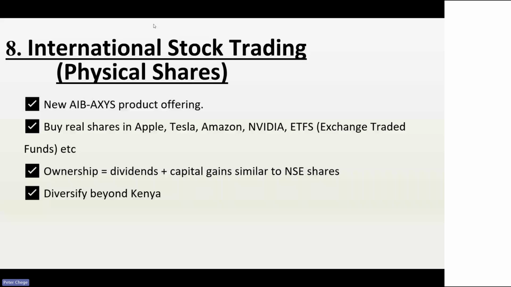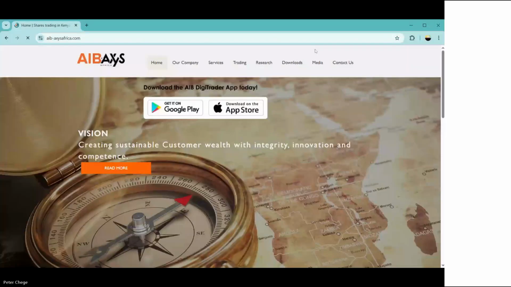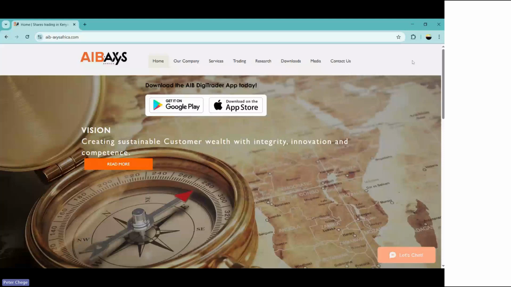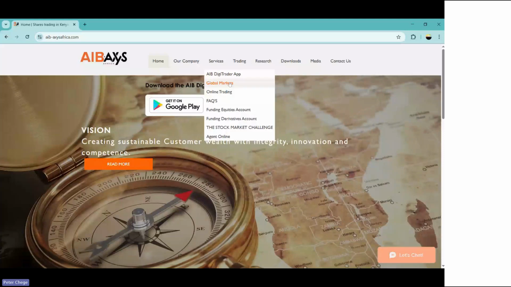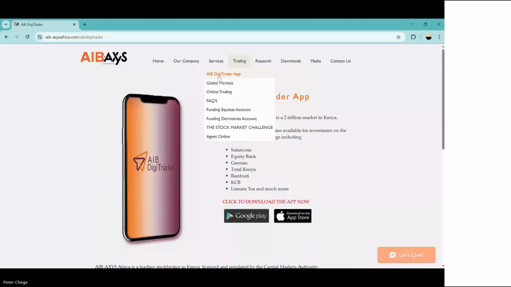I want to share the screen and show you where to get the forms. Let me confirm it's shared. So you go to our website, under trading, there is global markets. This is where we'll be posting the link for international trading training. At the AIB DigiTrader, this is where we'll be posting the link for DigiTrader training. But we'll be communicating every time we do that.